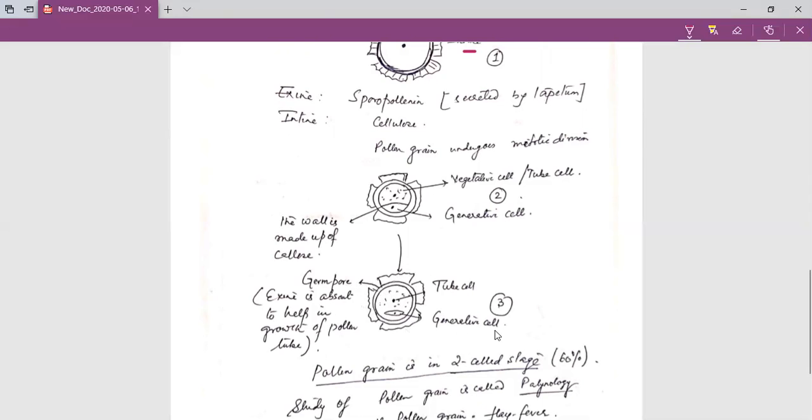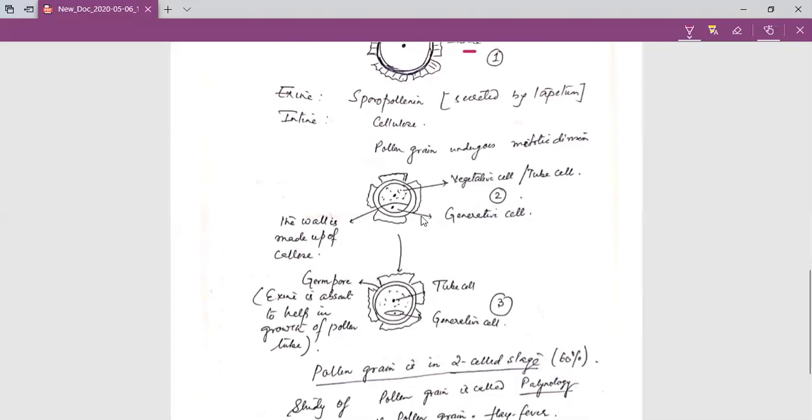Regarding this generative cell, in 60% of angiosperms, we find the pollen grain is at the two-cell stage. That means one is a tube cell, another one is a generative cell. But in 40% of cases, we find this generative cell further divides into two male gametes. So in that case, we call the pollen grain to be at the three-celled stage.